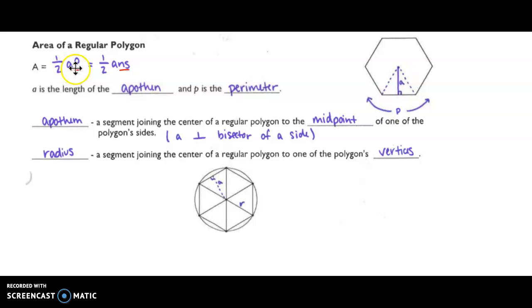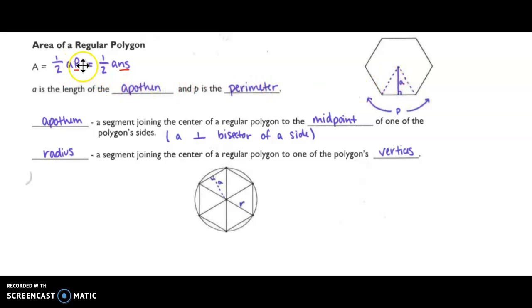A times P. Here's some new vocab. The A is called the apothem. It's from the center of the regular polygon to the midpoint of a side of the polygon. It is a perpendicular bisector, so it cuts the side in half and it creates 90 degrees. It also, if you can see where I'm highlighting, cuts this angle in half as well. That's going to be important; you'll see in a future example.